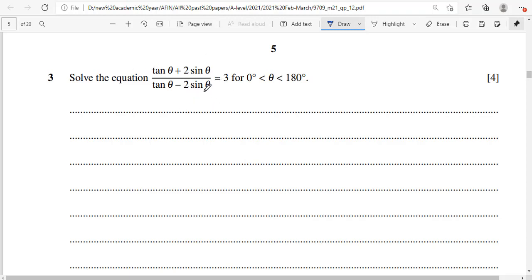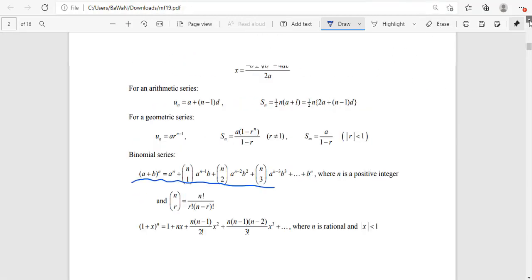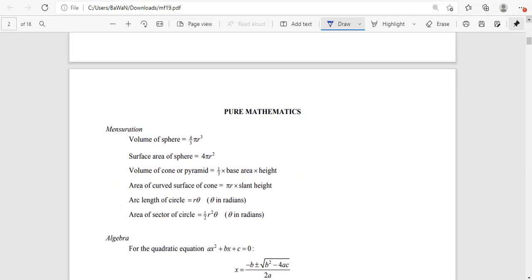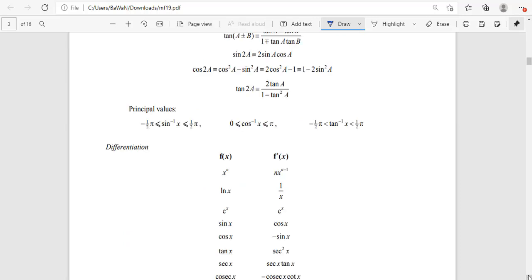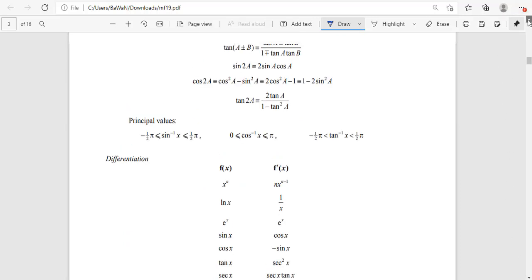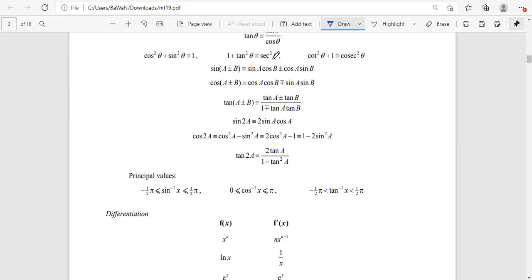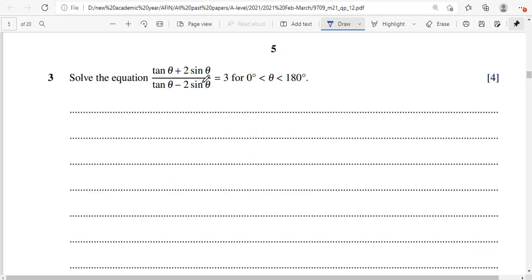What can we do here? We can rewrite the tan theta as sine over cosine. If you forgot that, you can find it in the formula list MF19 that tan is equal to sine over cosine. You can find it in the trigonometrics part. Or if you can find some trigonometric identities here, you can use them if the identity makes the equation easier, because it's given, it's true.